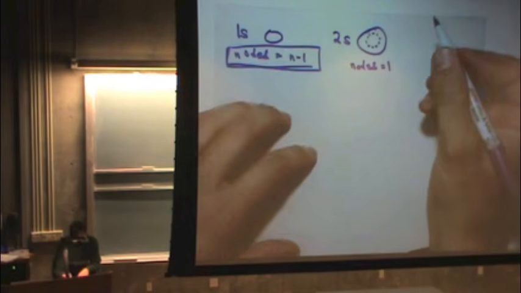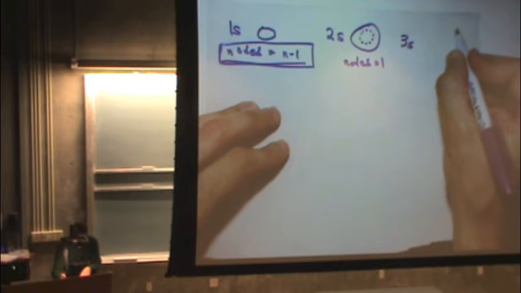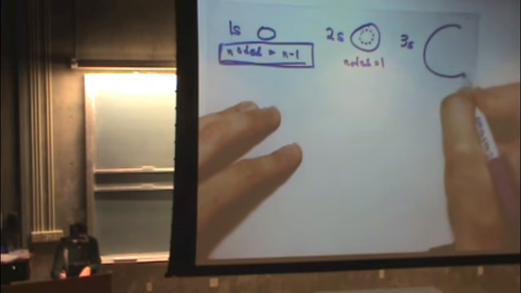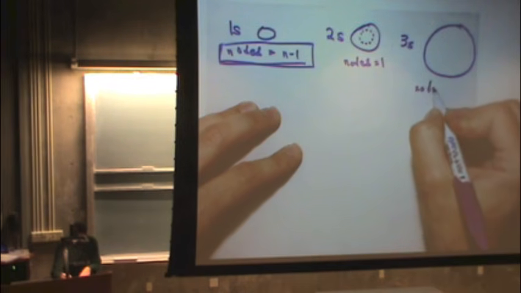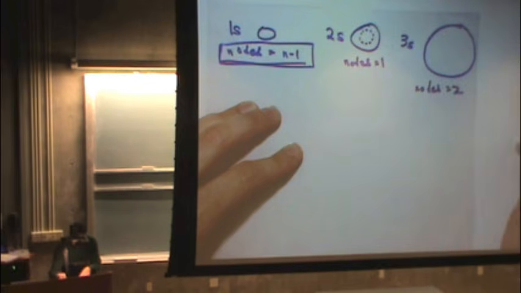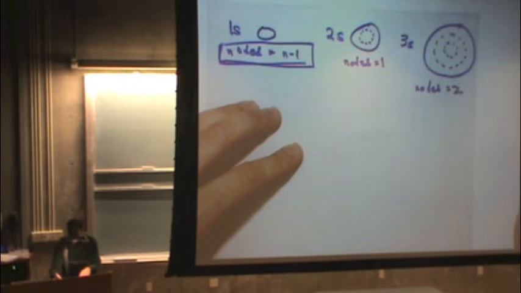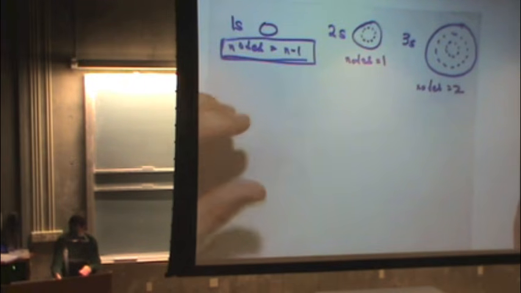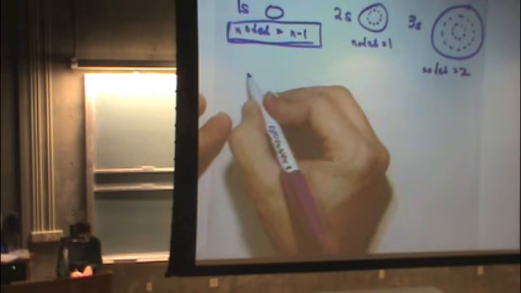If you had to draw a 3s, same thing, you draw a circle, but it would be slightly bigger. How many nodes does this one have? This has 2 nodes. 3 minus 1 is 2. So you're going to draw 2 dashed circles inside the circle. Should I draw 4s, or do you get the idea? You got it. Okay. Now, for the p's.